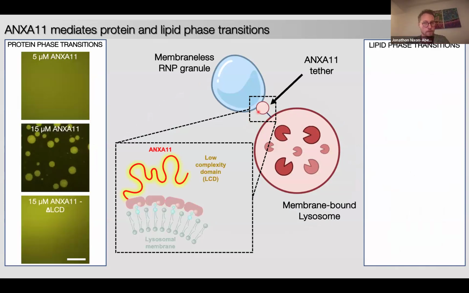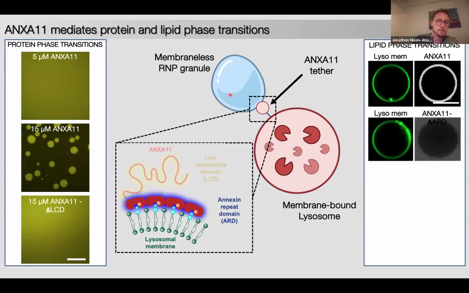at its N-terminus, annexin has a low complexity domain, which we've shown allows the protein to undergo a concentration-dependent phase transition from a dispersed to a condensed phase, so no crowding agents or anything here. And then when we remove the low complexity domain, that impairs the ability of annexin to form condensates. And it's this phase transition that's very important for its interaction and its ability to engage with RNP granules.